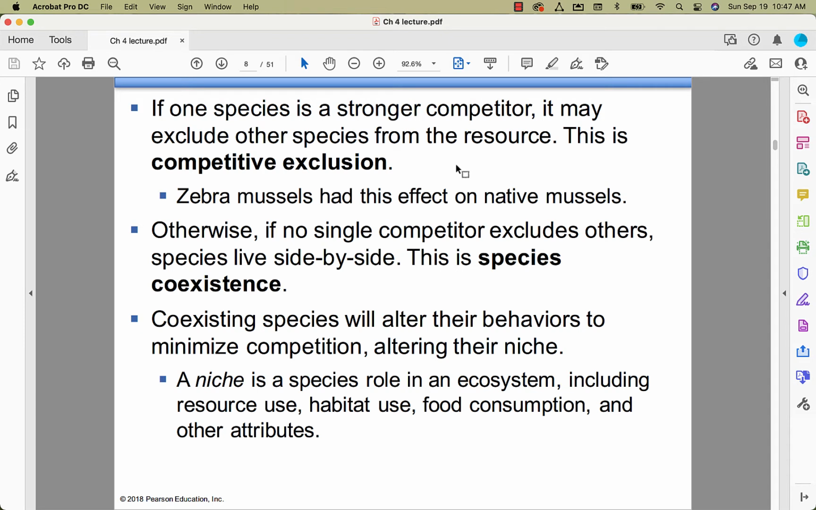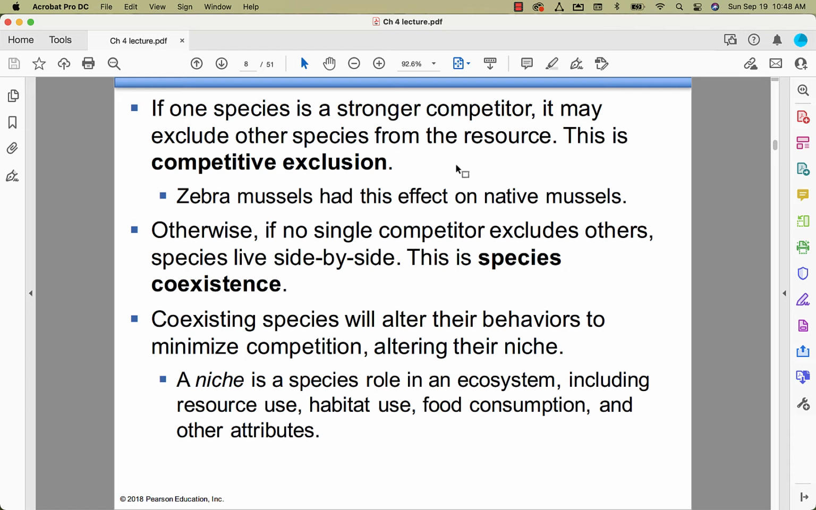If you wind up with one species that is a stronger competitor, as in the case of the zebra mussels, which are a stronger competitor compared to the native mussels because they don't have any native predators or parasites, that's called competitive exclusion. So the zebra mussels were so competitive that they prevented the native mussels from getting the resources that they needed. If the competitors are evenly matched, that's called species coexistence, but that's not a big thing that we need to worry about.